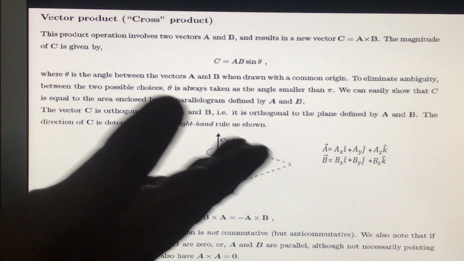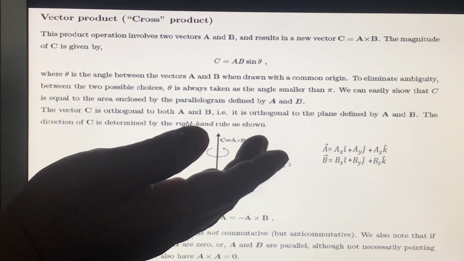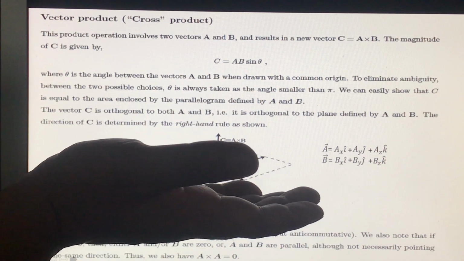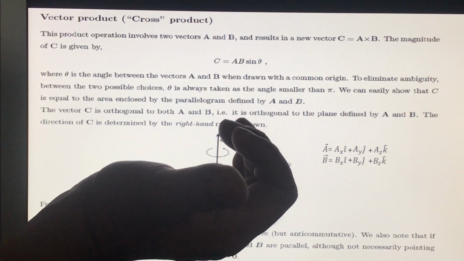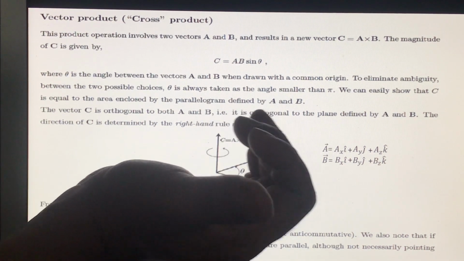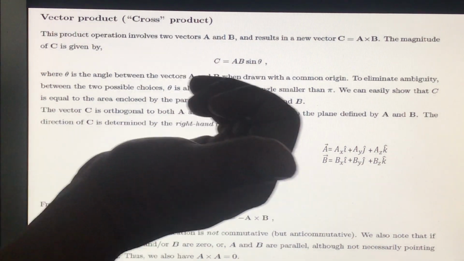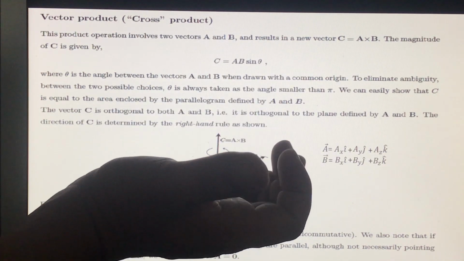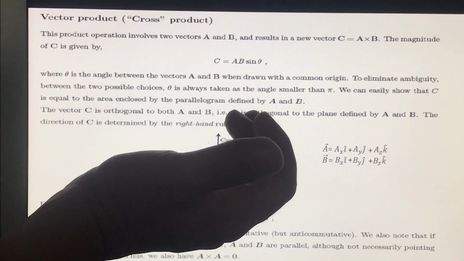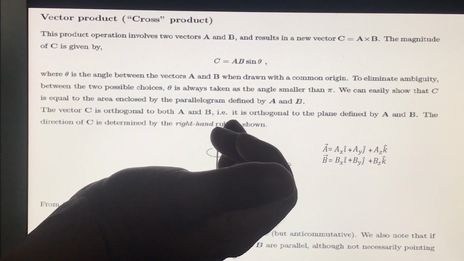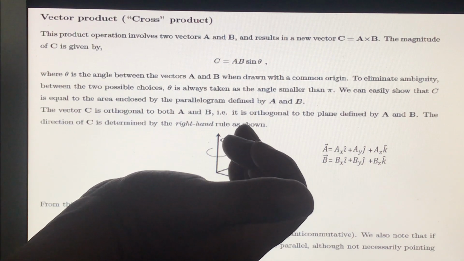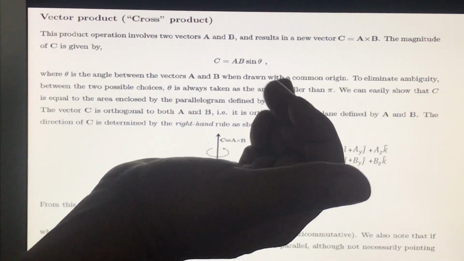For example, if A is a vector here and B is a vector here, what you have to do is curl your hand from A to B, then the thumb will represent the direction of the vector. The thumb here, this direction, will represent the direction of the vector. Okay, in the video you have seen the direction of the thumb in the opposite direction. Basically it is in the Z plus direction, so it is coming out of the plane of paper.